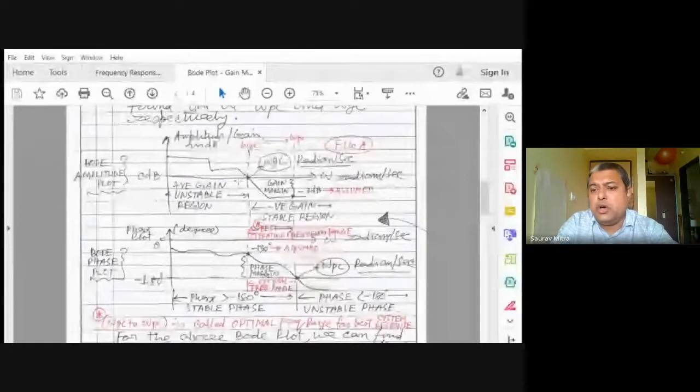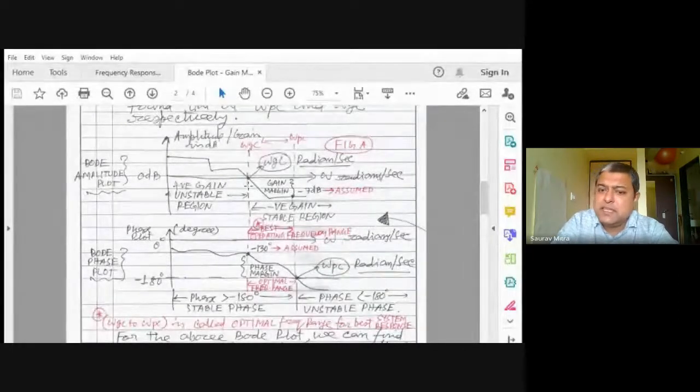Generally we draw the Bode plot on similar graph paper at the top. Whenever I give you a G(S)H(S), you have to draw this. This is the amplitude plot of the Bode plot. Generally, if we are asking a question for 10 marks, 6 to 7 marks are given for drawing the amplitude plot of the Bode plot.